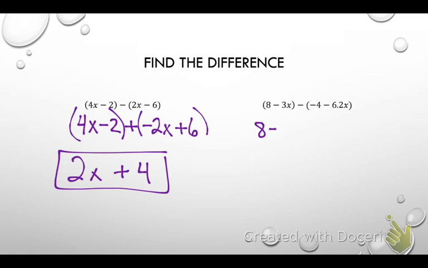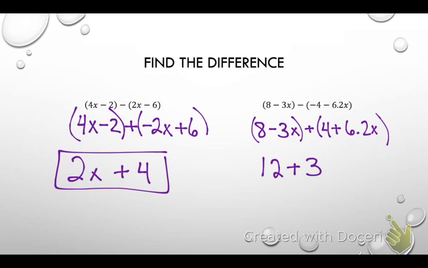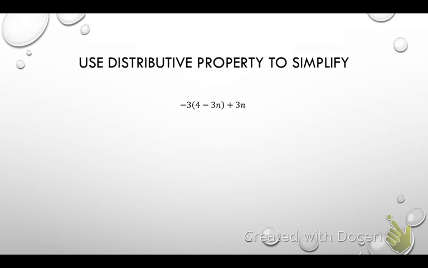Kayla? I got 12, 3.2x. That is correct. So 8 minus 3x, and then plus 4 plus 6.2x. Did you reverse your signs? Yes. So now 8 plus 4 is 12, and negative 3 plus 6.2 is positive 3.2x. So you guys are both correct. All right, good job. So that's find the difference.